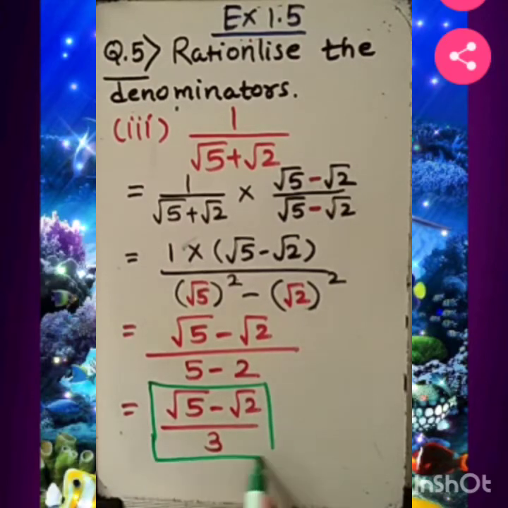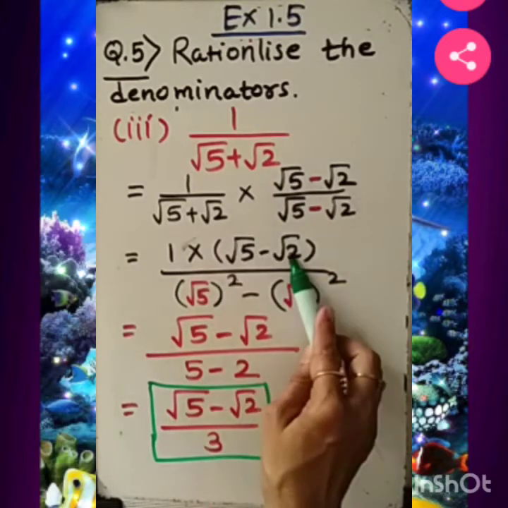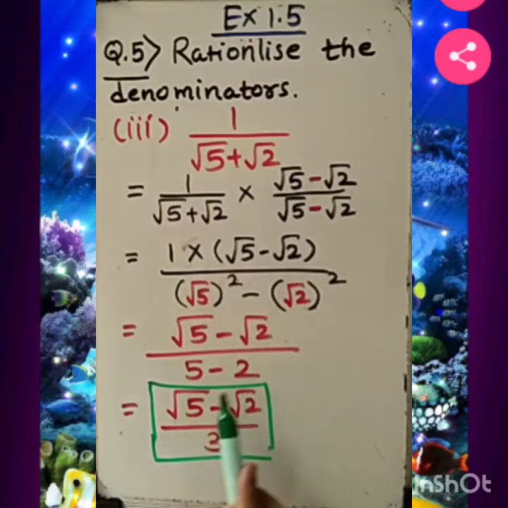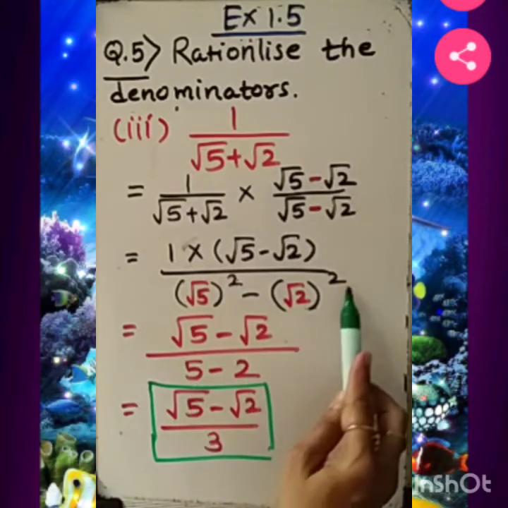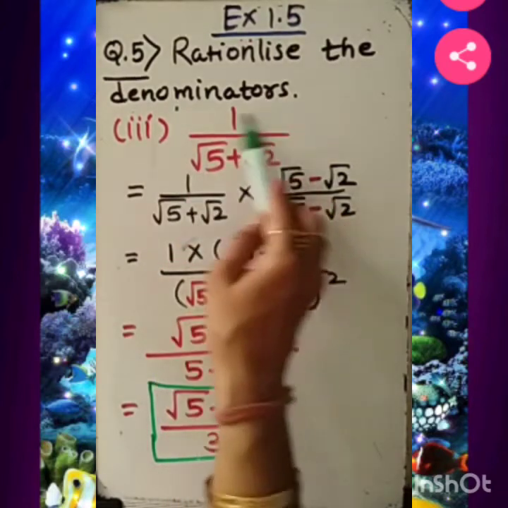Once again, in numerator when we multiply with 1, this term remains the same, both these terms remain the same. Now under root 5 square is simply 5, under root 2 square will become 2, and 5 minus 2 is 3, and numerator remains the same. So the final answer is under root 5 minus under root 2 upon 3. This is the simple rationalized form of the given question.